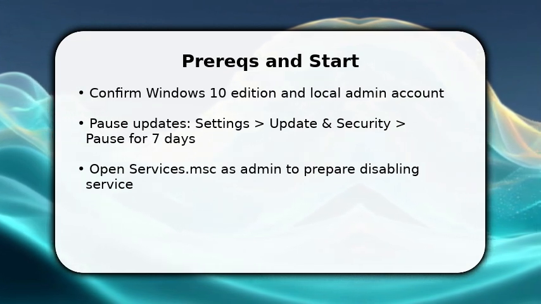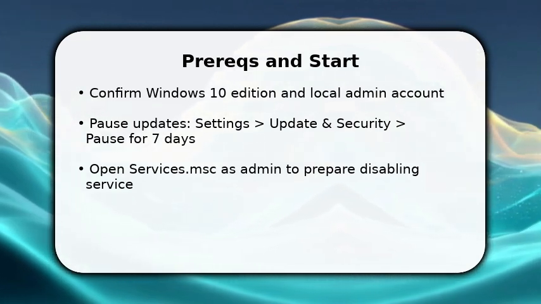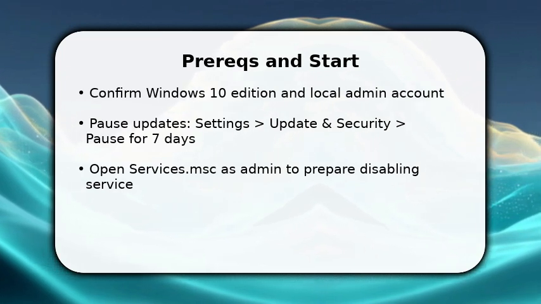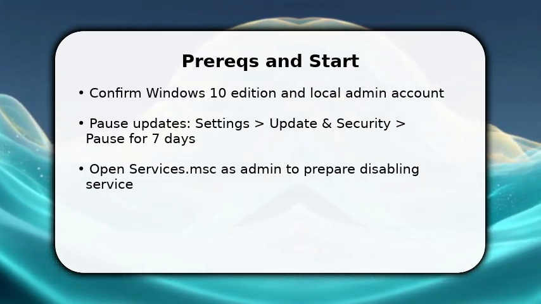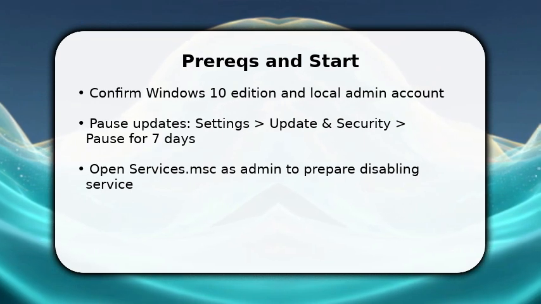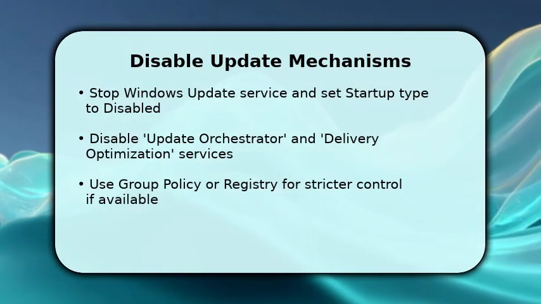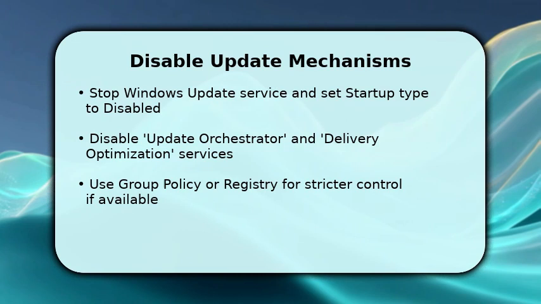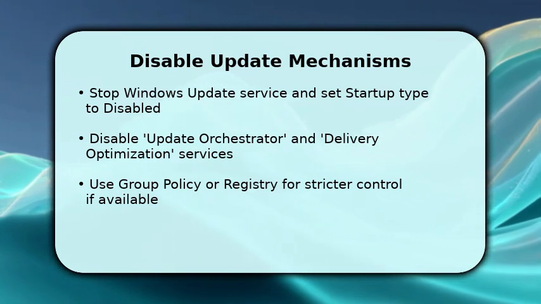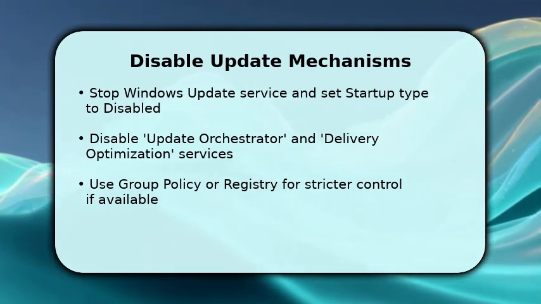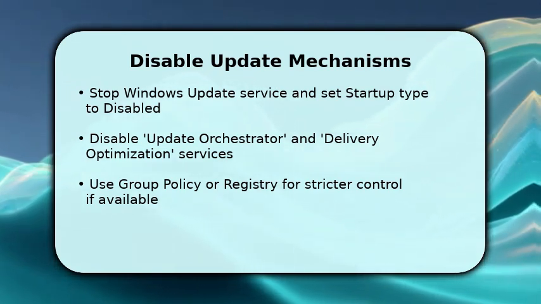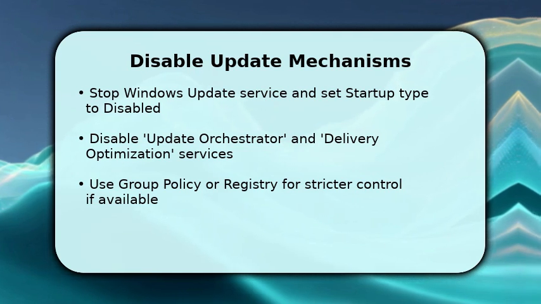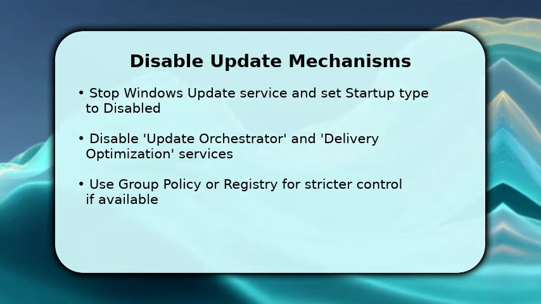This step prevents automatic restarts while you change configurations and gives you a safe environment to stop the update service without interruptions. Now stop the Windows Update service. Find Windows Update, right-click, Stop, then set Startup Type to Disabled. This halts update checks. Next, locate Update Orchestrator and Delivery Optimization and stop and disable them too because they can trigger downloads.